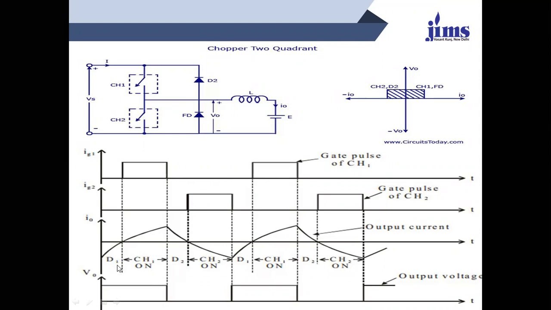It will indicate this for D1. When CH1 is on, then D2; when CH2 is on, then D1. Then the cycle continues, and we get the output voltage from this to CH1 on, and this from CH1. So we are getting the output voltage across this part.